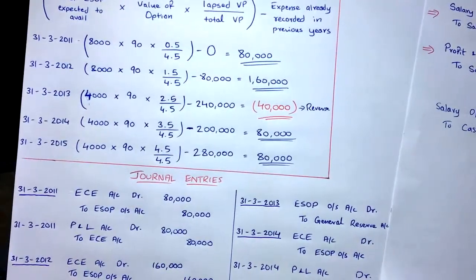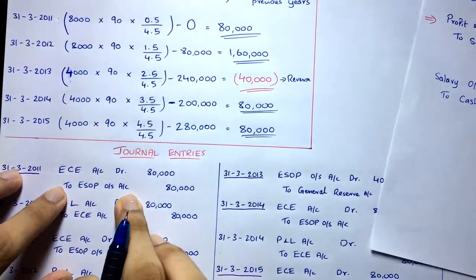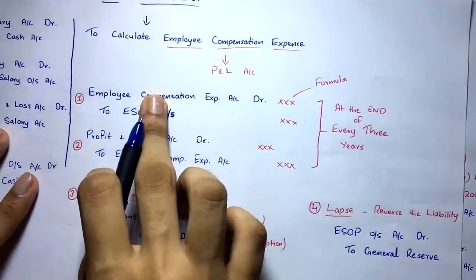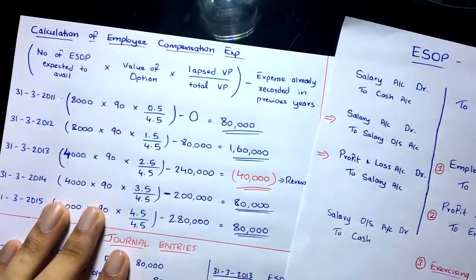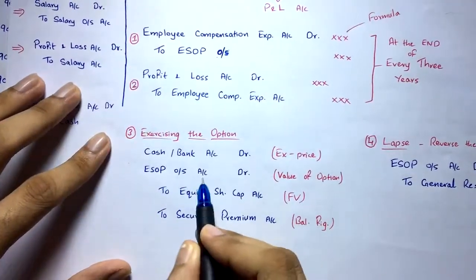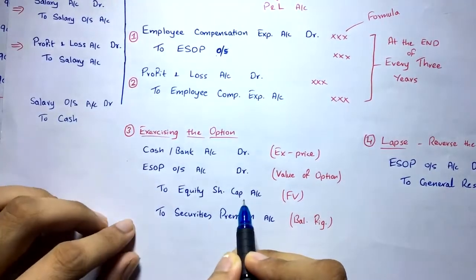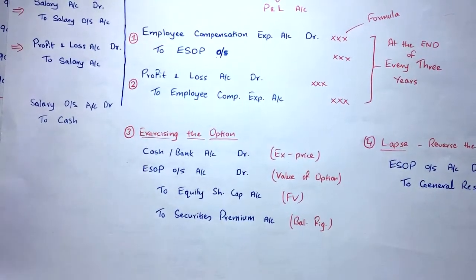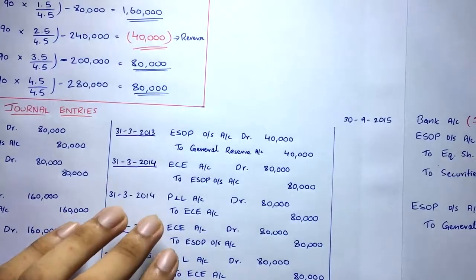Because what is ESOP outstanding account? First it was expense, right? We recognize a liability with that, isn't it? Employee compensation expense होता है, वो किस पे होता है? Value of option पे होता है ना, उसी से हम liability recognize करते हैं, right? So that's what, right? So ESOP outstanding account will always play its game on value of option, and then in equity share capital account what will go? Face value. Then whatever balancing figure or amount over the face value will be there, that will go to securities premium account. Is that clear? That's the entry of exercising the option.